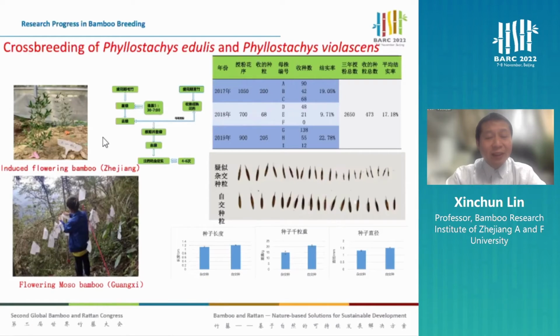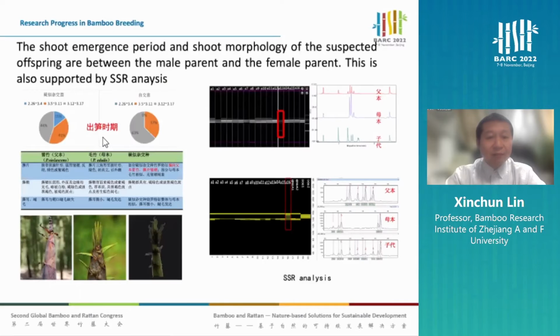Another difficulty in crossbreeding is that we need different species to flower at the same time. So in recent years, we found that in Guangxi province, the bamboo forests are flowering, and we transported the flowered bamboo seed to Guangxi in order to get the crossbred seed of bamboo. After planting, we can see that the shoot emergence period and the shoot morphology of the suspected offspring are between the male parent and the female parent. This is also supported by SSR analysis.